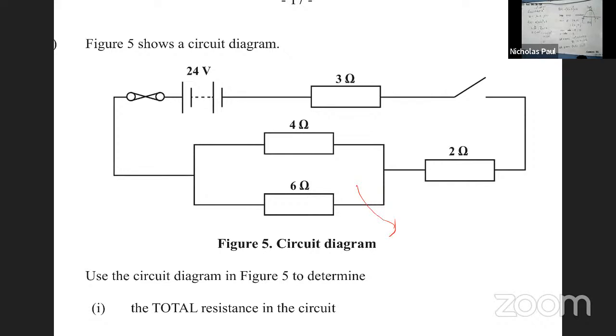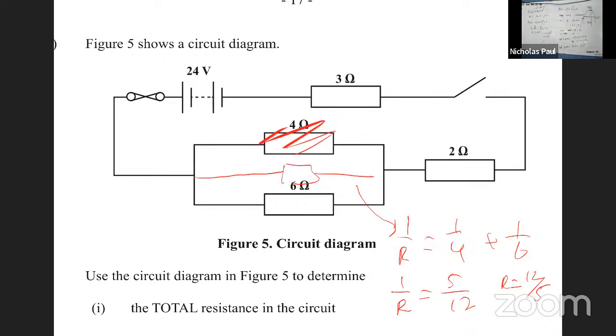How much did you get there? 1 over R is equal to 1 over 4 plus 1 over 6, right? So you'll get 1 over R is equal to 5 over 12. So R is how much? 12 over 5, right? Nice. So we could take off those two, and we could take off that, and write 2.4 ohms.